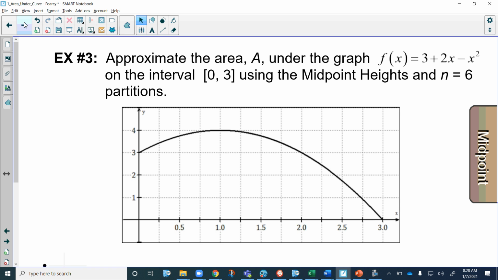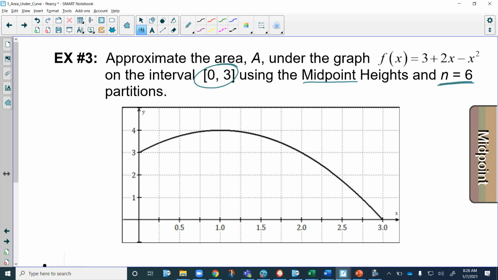Now this is the one where students are going to struggle a little bit, because here it's telling you to use the midpoint Riemann sum. They're giving us our interval from 0 to 3, and telling us how many rectangles we need. You can see very quickly that the base of each rectangle should be 1/2, because 3 minus 0 divided by 6 is 1/2.